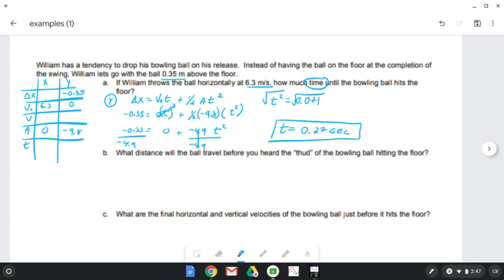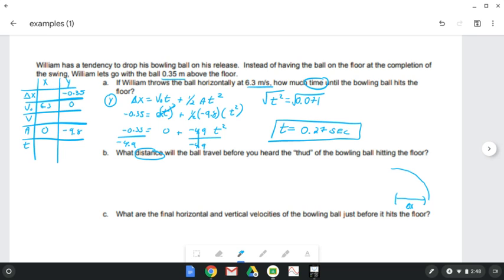For part B, we're asked to solve for the distance that the ball travels before you hear the thud of the bowling ball hitting the ground. So distance, this is our displacement. But that's when we, if we draw a picture of it, that's right here. Okay, how far did this go before it actually hit the ground?